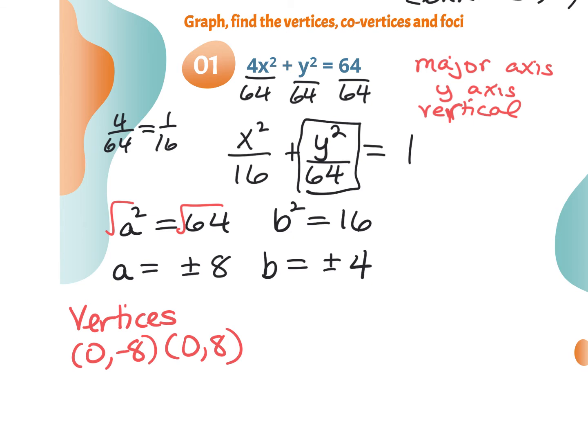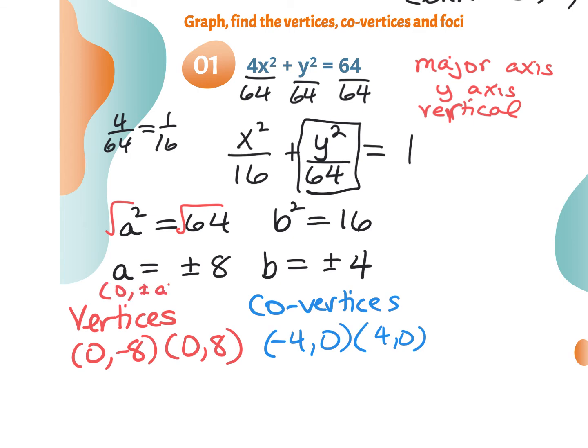Okay, the next thing is my covertices. So the covertices are the endpoints of the minor axis. So for my covertices, I'm going to go ahead and put the negative 4, comma 0, and then positive 4, comma 0, because the covertices use the b value. So for the vertices, we did 0, plus and minus a. For the covertices, we did plus and minus b, 0. And this is when it's vertical. If it were horizontal, it would be flipped.